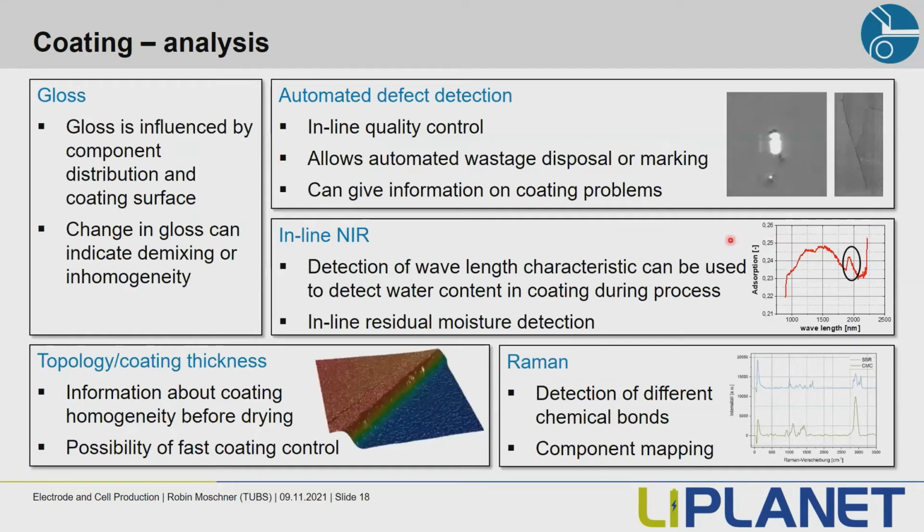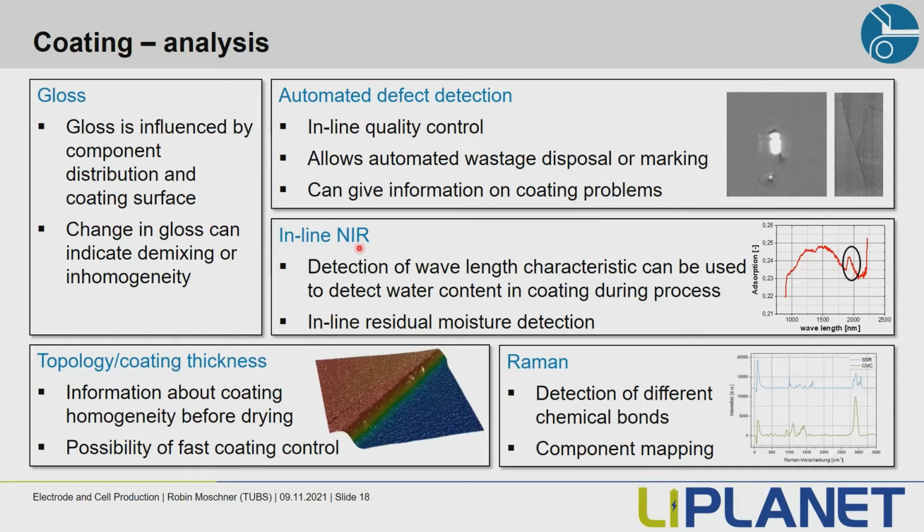Analysis methods to characterize our wet film are, for example, gloss. Gloss is influenced by the component distribution and the coating surface, and a change in this gloss value can show us demixing or inhomogeneity. So it indicates mistakes in the electrode. Also, we can do automated defect detection, which is an inline quality control system and allows us also to do automated wastage disposal or marking, but can also give us information on coating problems. For example, when we get the same defect over and over again.